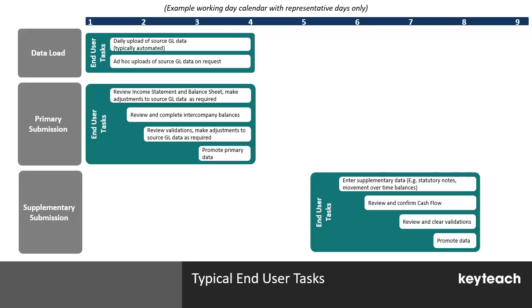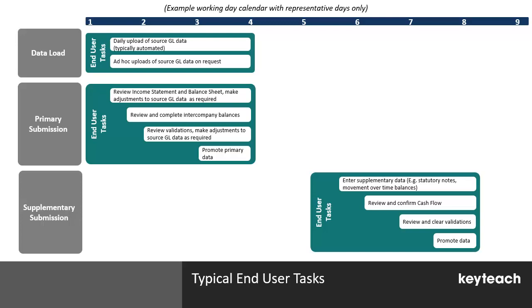And then when it comes to the primary submission and working within FCCS, they'll need to review the key statements of the P&L and the balance sheet. Hopefully they'll see the derived cash flow. But they also need to review and complete any intercompany mismatches, and that needs to be timed accordingly. As part of the process, we can show the users forms that contain validations. If users need to make adjustments, we can give them tasks for journals to allow them to make those adjustments. And then finally, they will sign off the primary data.